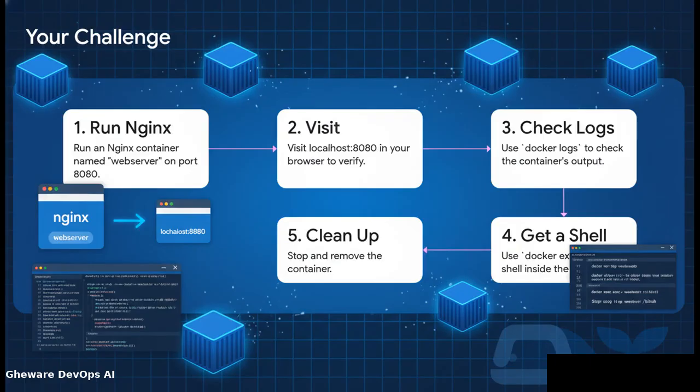1. Run a detached nginx container, give it the name webserver, and map your local port 8080 to its internal port 80. 2. Verify that it's working by visiting localhost:8080 in your browser. 3. Check its logs. 4. Use exec to get a command shell inside of it. And finally, number 5, stop it and remove it. Go ahead and pause this explainer right now and give it a shot.